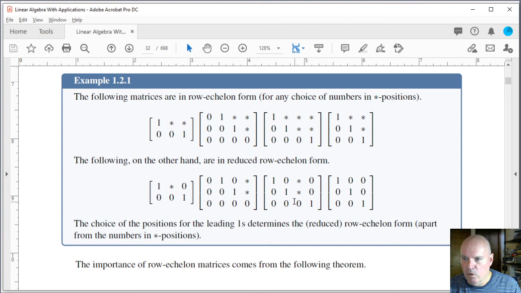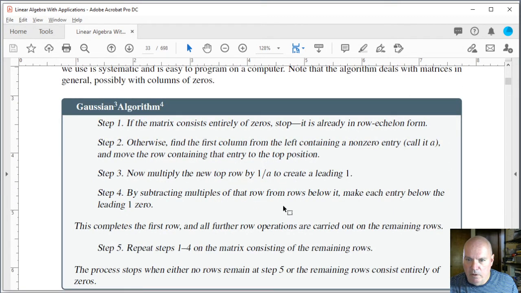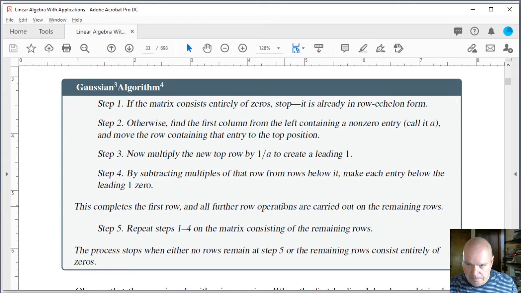Okay. Now the row echelon form and the reduced row echelon form actually make it quite easy to determine the different types of solutions for our systems. The textbook gives a particular algorithm. It's called the Gaussian algorithm for reducing a matrix to row echelon form, and then an additional step for reducing it to reduced row echelon form. The algorithm is fine for computer implementation.